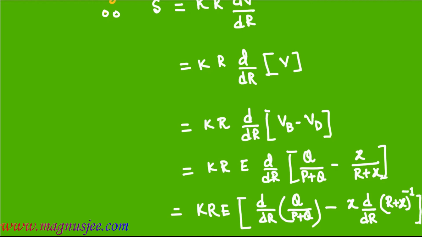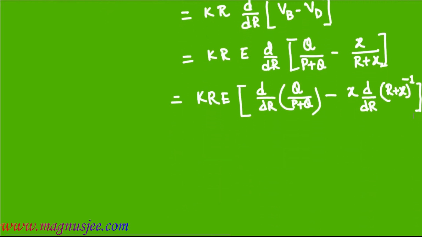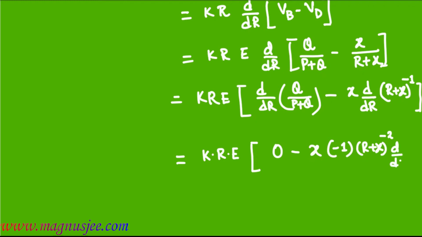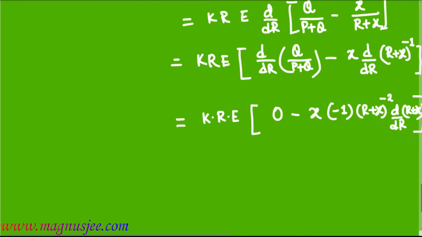d/dR of (R plus X) to the power minus 1. This is the expression; now we can differentiate K R E. This term will be 0, because d/dR of Q divided by P plus Q is 0, as Q divided by P plus Q is constant. Minus X into minus 1, (R plus X) to the power minus 2, and d/dR of (R plus X), bracket closed, equals K R E.